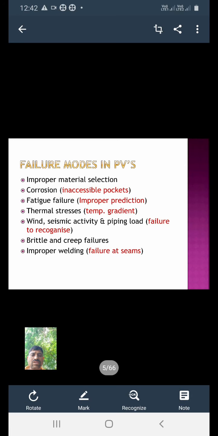You have learned all these things before in material science. Improper welding, you have to check the welding properly. Okay, failure at seams. Opening is there, closing is there, then nozzles are there. That's why you have to check the proper welding of the pressure vessels.